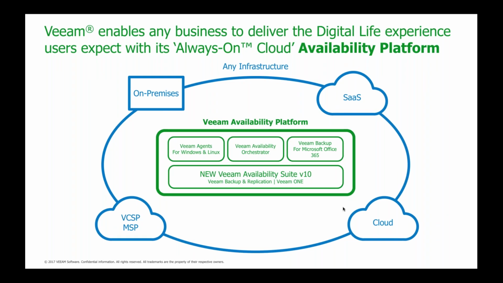So Veeam's product line has evolved significantly the past 3 years, and through a number of new products and great technology, we've rapidly expanded our overall technology footprint and product offering, from focusing, in the old days, almost exclusively on Veeam Availability Suite, to focusing now more holistically on Veeam Availability Platform, which helps us enable any business to deliver the digital life experience that users expect with an always-on cloud availability platform.